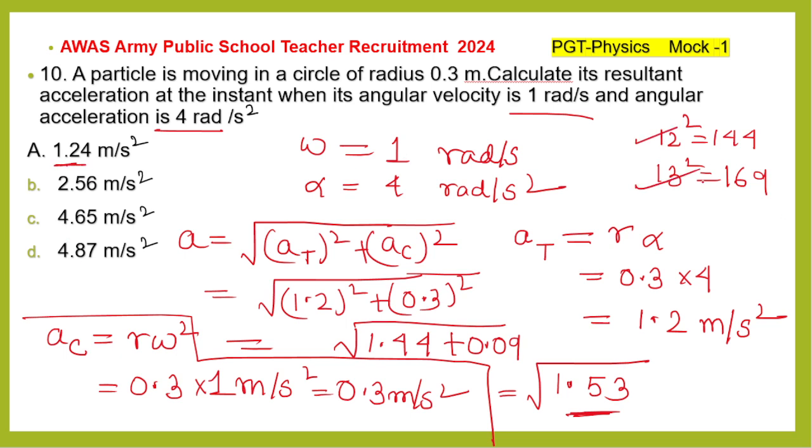After seeing the options, we can put the correct answer directly, that is 1.24 meter per second square. That is very close to this value. Okay, so this is our final answer, and in that way you can choose the correct answer also. There is no requirement to find out this whole thing. Okay, so this one is our correct answer.